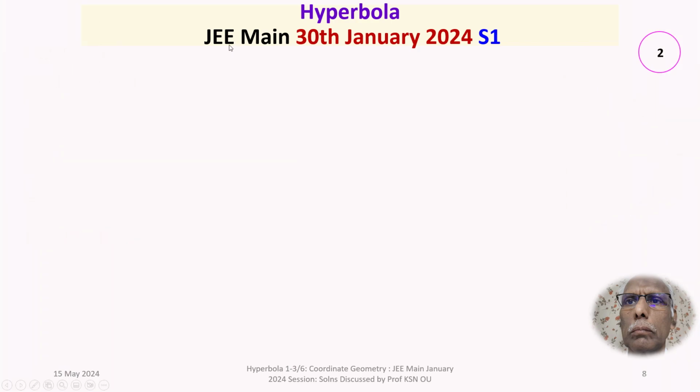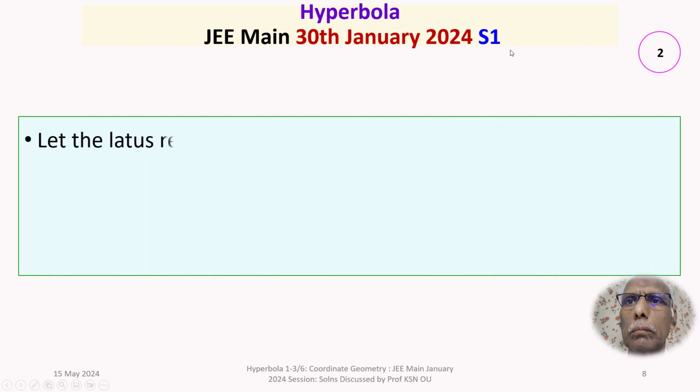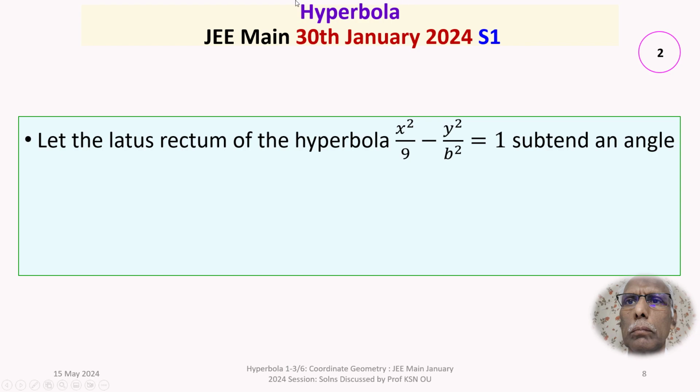This question has appeared in the JEE Main exam held on 30th January 2024 in the first shift. The given question is: let the latus rectum of the hyperbola x square by 9 minus y square by b square is equal to 1 subtend an angle of pi by 3 at the center of the hyperbola. So we have the hyperbola. The latus rectum of this hyperbola subtends an angle of pi by 3 at the center of this hyperbola.